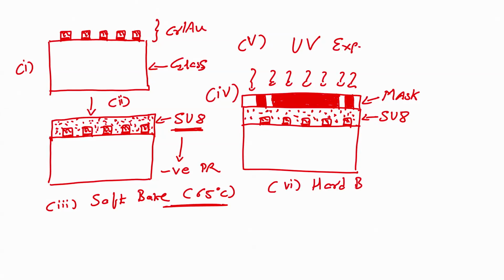It is a little bit trickier compared to negative photoresist SU8. After soft bake and UV exposure, you have to perform hard bake before you go for developing the SU8 material. So, hard bake is done around 90 to 95 degrees centigrade for x amount of time depending on the thickness of SU8. Okay. So, that is the next step, right. After hard bake, you have to develop SU8.